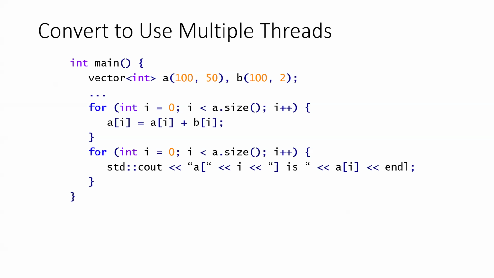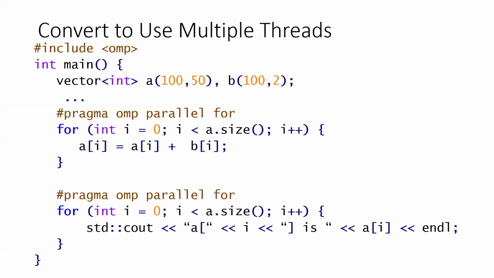The syntax to convert to use multiple threads is simply to include omp.h, then #pragma omp parallel for on all of the for loops. All of the variables that are declared before the for loops are treated like global variables that are shared by all threads, even if they are local variables inside main.